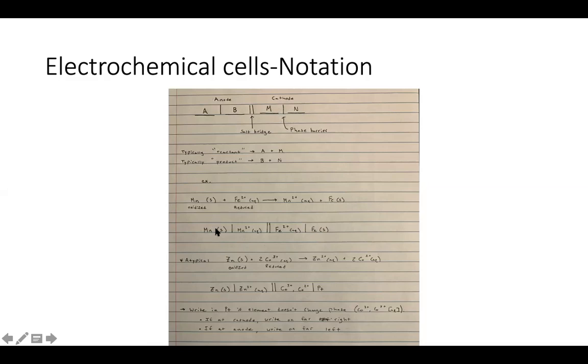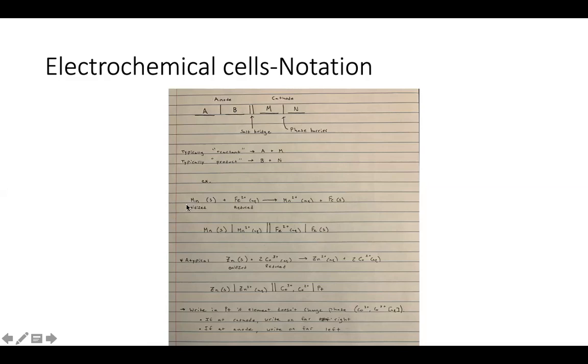Now typically when you write these, A and M, which for your anode and cathode is the left portion, are typically the reactants in your redox reaction. While B and N represent the products in your redox reaction. So this might make a little bit more sense with some examples.